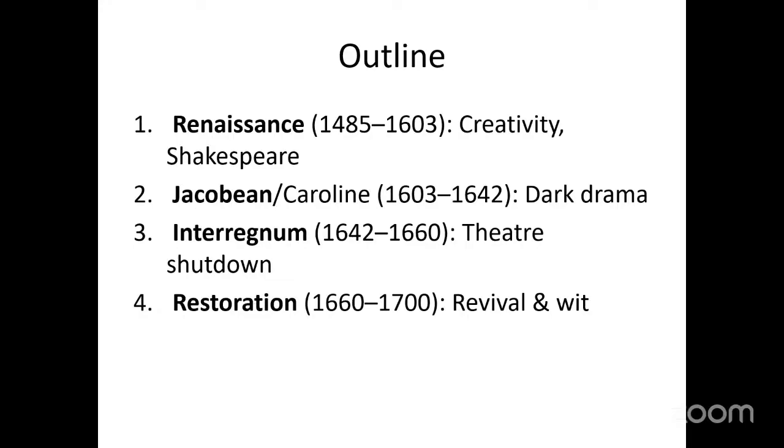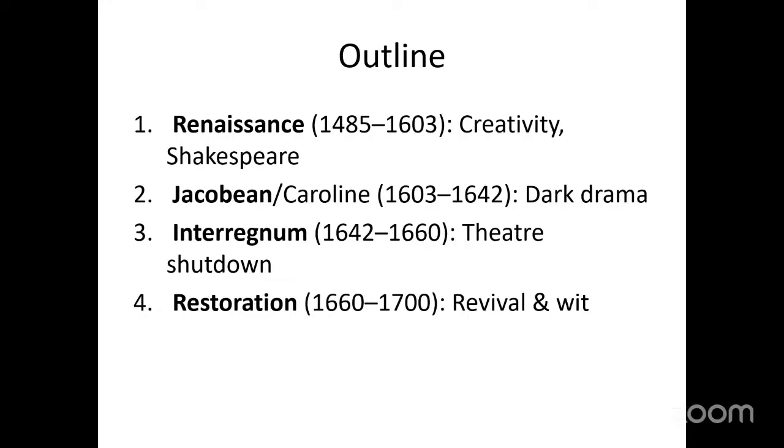And after that, there is one more period that is called Jacobean period. It is also called Caroline period, right? This is a period from 1603 to 1642. Right? So Jacobean period is from 1603 to 1642, and it is a period where dark drama was written. Now we will come to know about this in a short time.